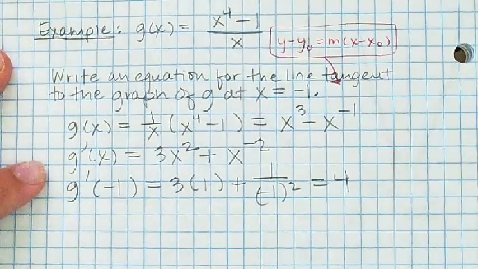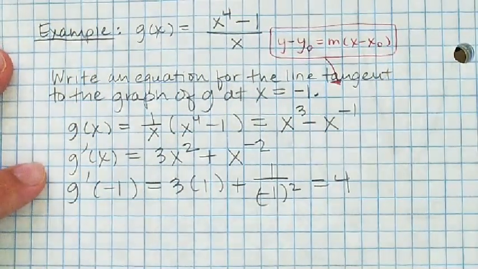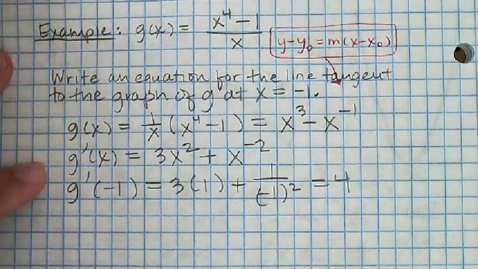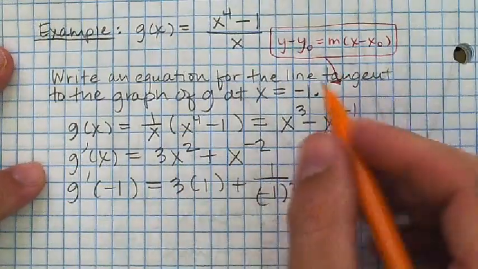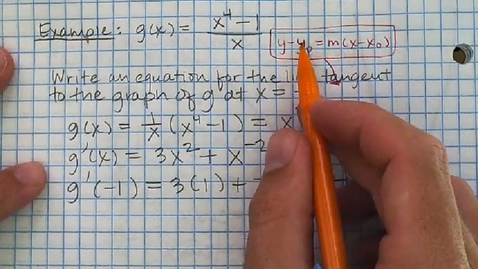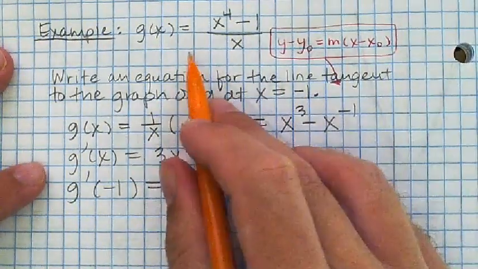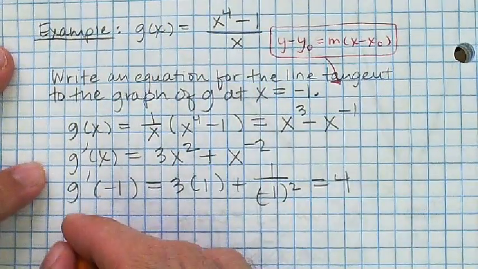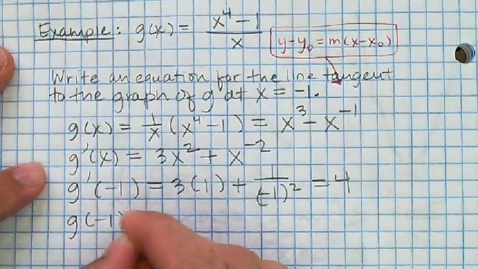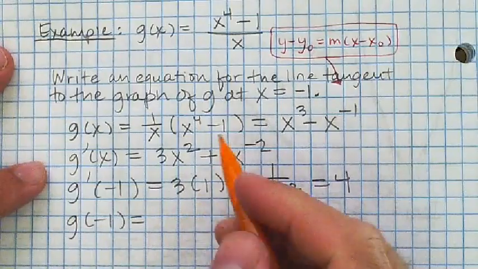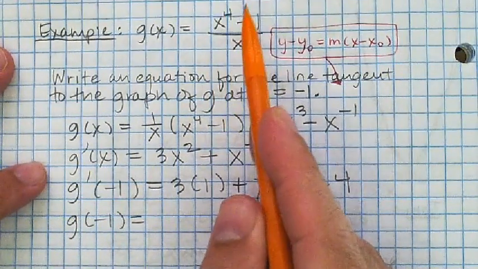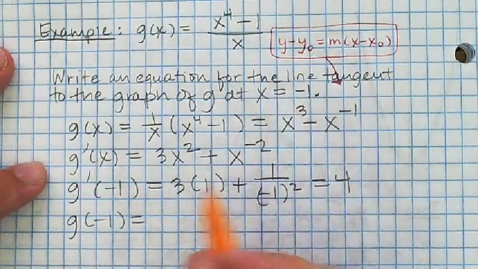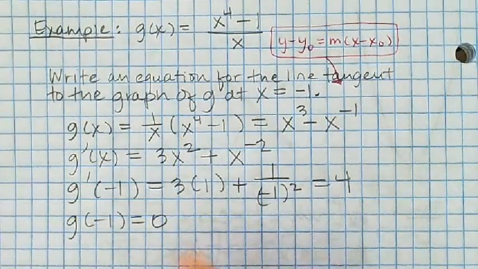You don't need to solve for y equals mx plus b. You don't need to do that in this class. Very unnecessary. Just leads to unnecessary errors. So in order to get our x naught, y naught, our point of tangency, we need to plug in x equals negative 1 to the formula for g. G of negative 1 is negative 1 to the 4th, which is 1, minus 1 is 0, over negative 1 is 0. Okay.